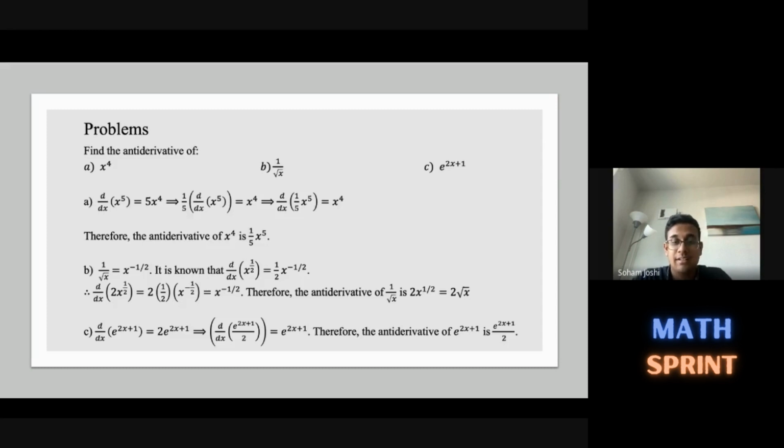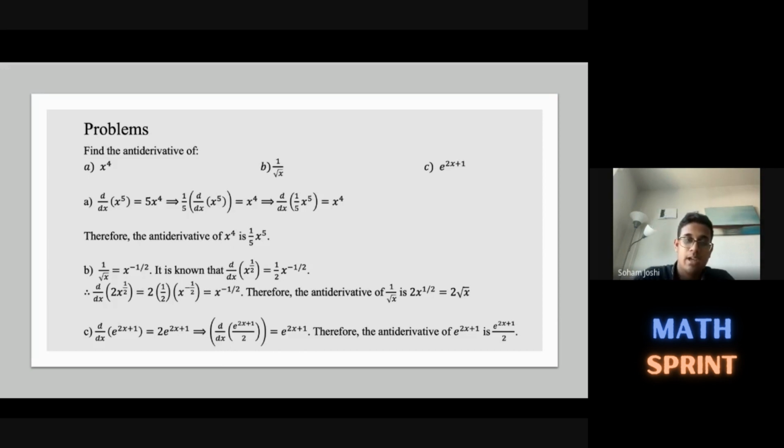All right, here are the answers. Part A, let's solve it. So we have to find the antiderivative of x to the power of 4. We find that the answer to this is 1 by 5 x to the power of 5. We know this because if we differentiate 1 by 5 x to the power of 5, we will obtain x to the power of 4. So when we perform anti-differentiation on x to the power of 4, we obtain 1 by 5 x to the power of 5.